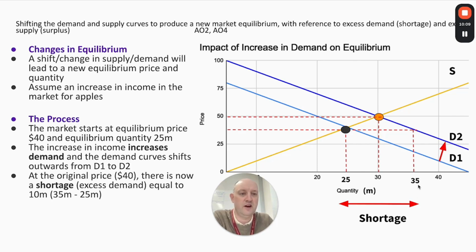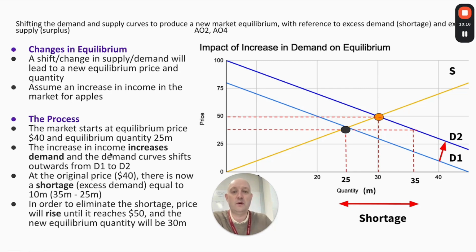Quantity demanded is 35 million and quantity supplied is 25 million. So therefore, we get a shortage equal to 10 million. Now, what we saw earlier on, in order to eliminate this shortage, the price will rise until it reaches the new price at the intersection between D2 and the supply curve. So we're going to get this new equilibrium price of $50 and the new equilibrium quantity in the market of 30 million.